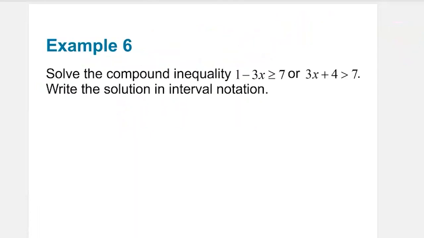All right, let's do another one. This time we have OR. So what do we do when we have an OR? Again, we still solve them each separately. So we have 1 minus 3x is greater than or equal to 7. I'll subtract 1 from both sides, and I get -3x is greater than or equal to 6.